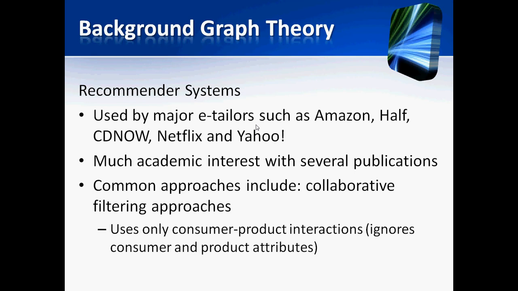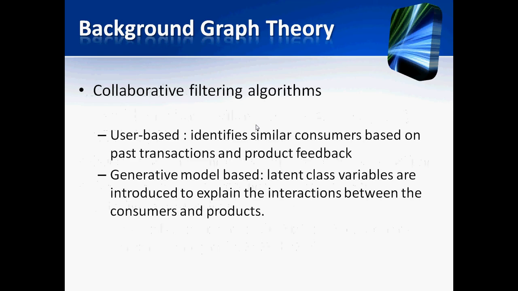Common approaches to recommender systems include collaborative filtering. And one of the features of this is that it only uses the consumer product interactions. It ignores consumer and product attributes, or at least a lot of them. So we don't have all those other features. So that's the kind of data they'll be analyzing, which kind of makes sense.